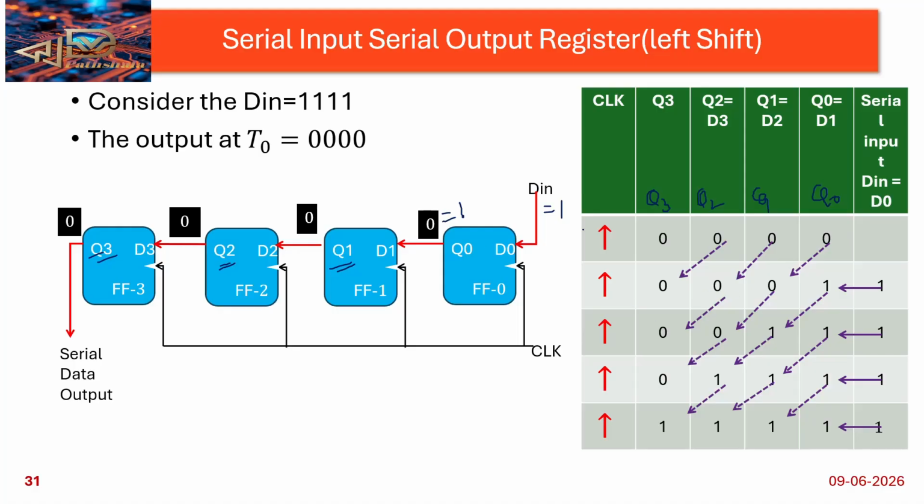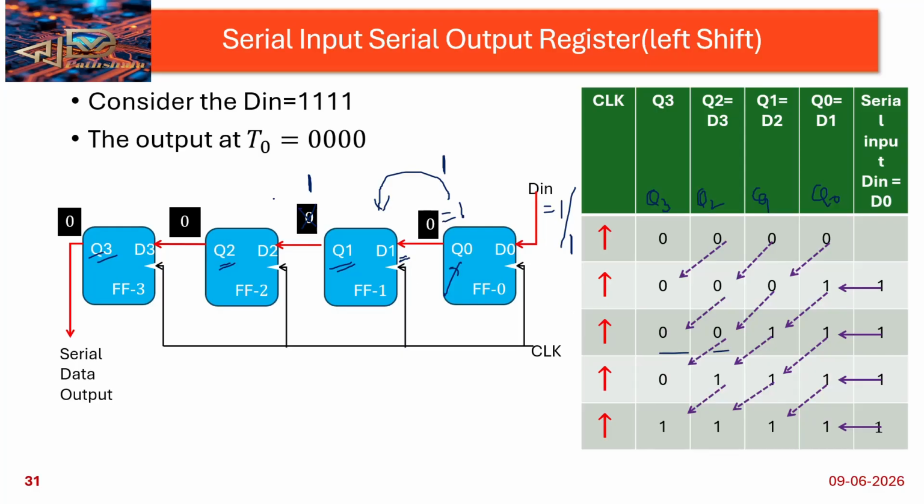And then I am giving another 1. This bit is moved to D1. That means the output of Q0 is connected to D1 here. Then D1 output is Q1, so Q1 output is 1 here. After that, Q0 output is also 1. Still Q2 and Q3 are 0 only.